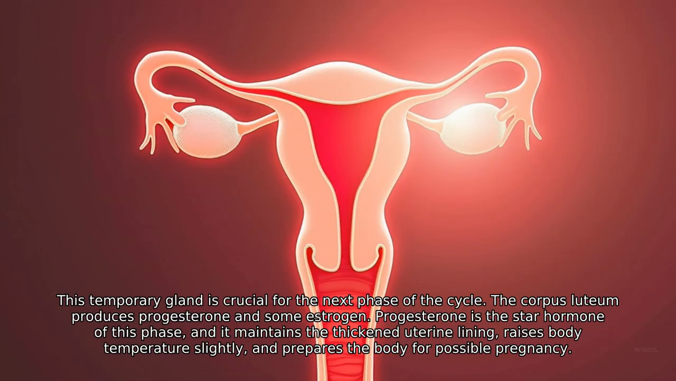This temporary gland is crucial for the next phase of the cycle. The corpus luteum produces progesterone and some estrogen. Progesterone is the star hormone of this phase, and it maintains the thickened uterine lining, raises body temperature slightly, and prepares the body for possible pregnancy.